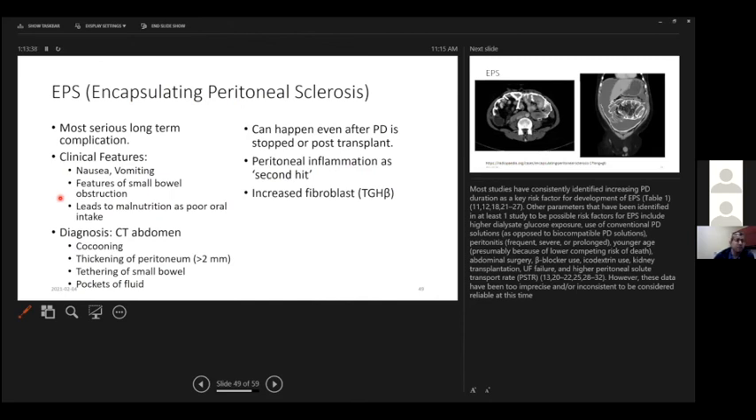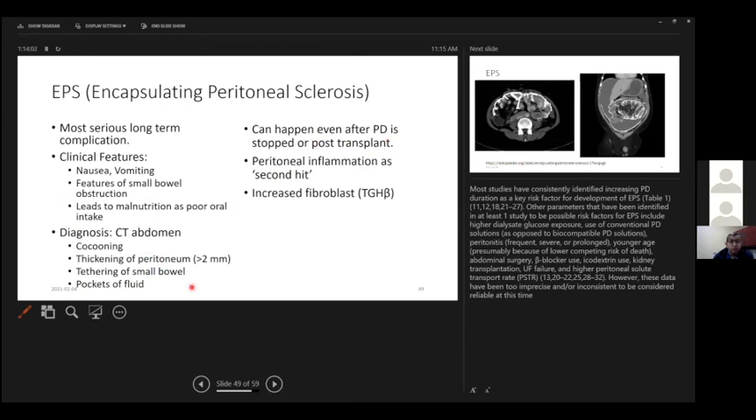I'll tell you what the patient presents with. It presents as nausea, vomiting, and small bowel obstruction, and leads to malnutrition because the patient just cannot eat and keeps on vomiting because of the bowel obstruction. The diagnosis is by CT scan. It shows something known as cocooning. There's also a thickening of the peritoneum, and a tethering of the small bowel wall and pockets.